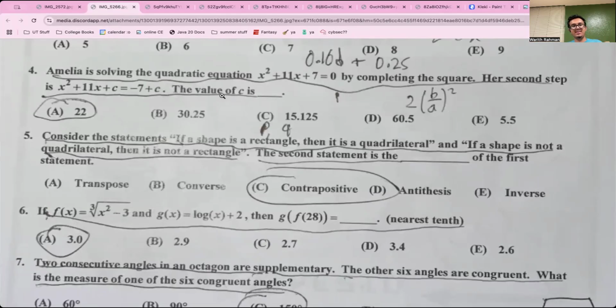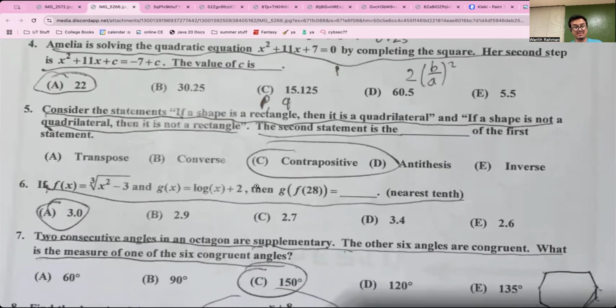And notice how I'm saying P is "shape is a rectangle" and Q is "shape is a quadrilateral." So our first is if P, then Q. Second is if not Q, then not P. The name for this is a contrapositive. And this stuff is purely just memorization. Contrapositive states not Q, therefore not P, or if not Q, then not P is a better way to phrase it.